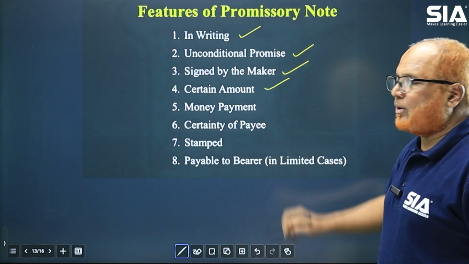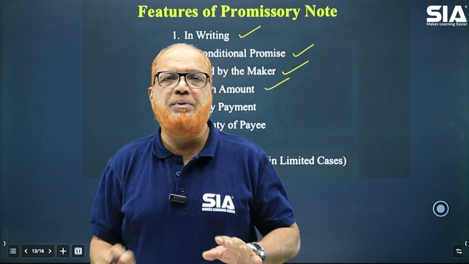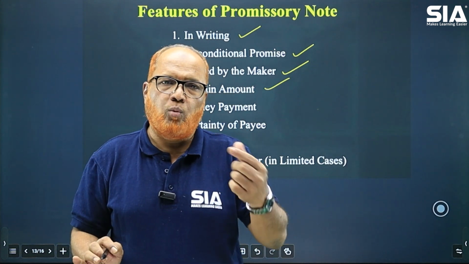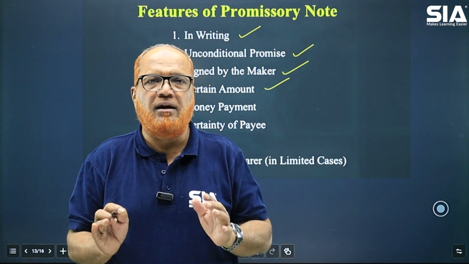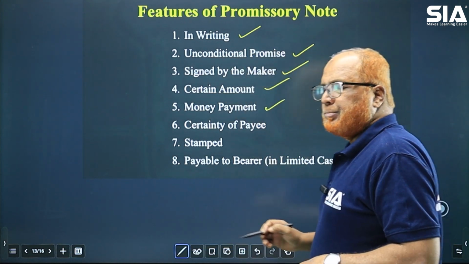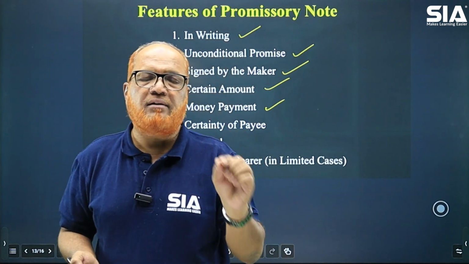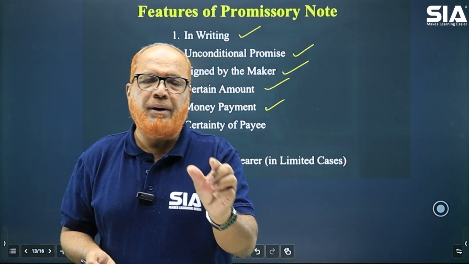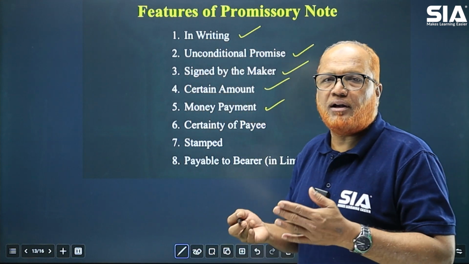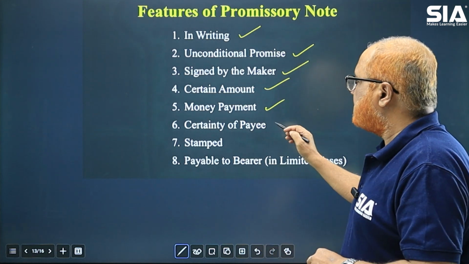Then certain amount. The amount specified in the promissory note should be certain. It should be clear. The amount should be written in words as well as in numbers. Then money payment. Normally the promissory note is made only for monetary transactions. For money payment, promissory note is made. For non-monetary transactions, this promissory note is not made.